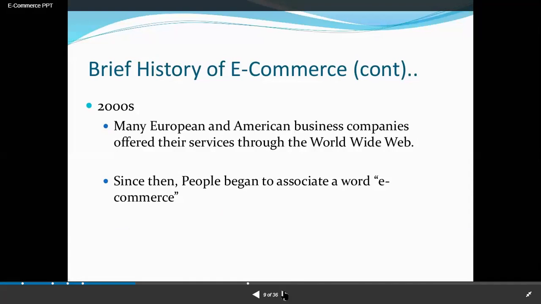So when you are writing about the history of e-commerce, you will be starting from the 1970s, then the 1980s, then the 90s. You will be writing a brief history of e-commerce starting from the 70s to 2000.